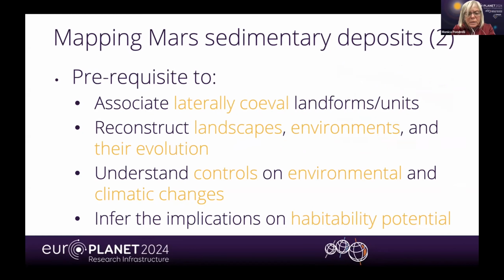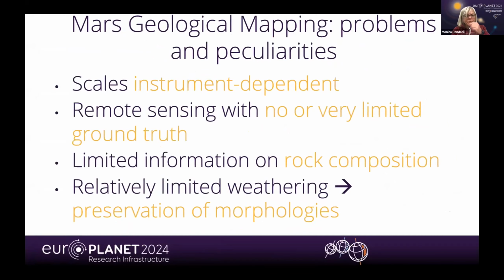And of course, this process will lead us to understand which controls the evolution of the environments. I would say first the presence of an environment in a certain location, and then its evolution through time, and the climatic changes which characterize this kind of evolution. Of course, this has implications for the habitability potential.